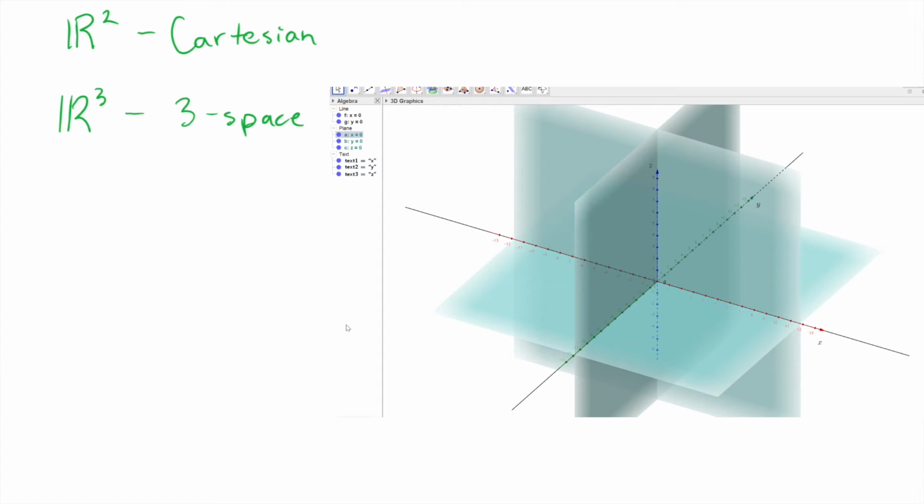A point drawn in 3D, therefore, has to have not 2 coordinates, but 3 coordinates. So a point A is going to have an x, a y, and a z coordinate associated with it. Now that Cartesian plane that represents R2, that's one of infinitely many planes that exist in 3 space. Now, as far as key planes of interest, there are really 3 that we're going to talk about.